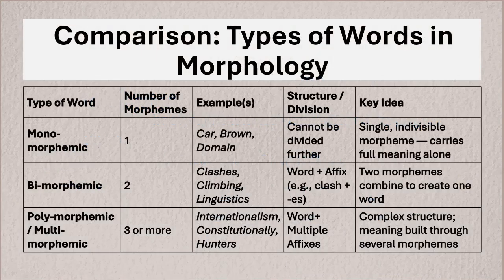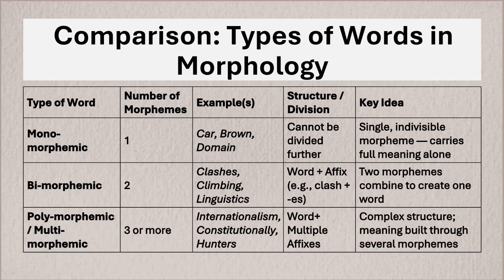Let's look at all three types side by side to see how they differ. A monomorphemic word has just one morpheme. It's complete on its own and can't be divided any further. Examples: car, brown, domain. These words are comprised of one morpheme.